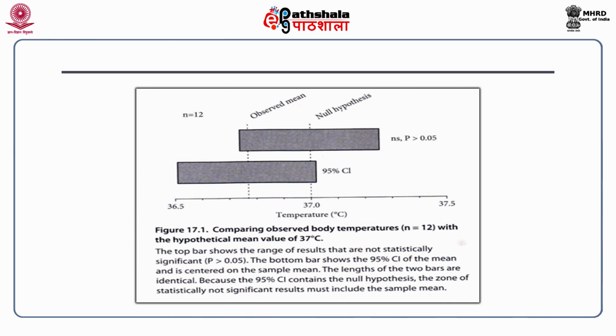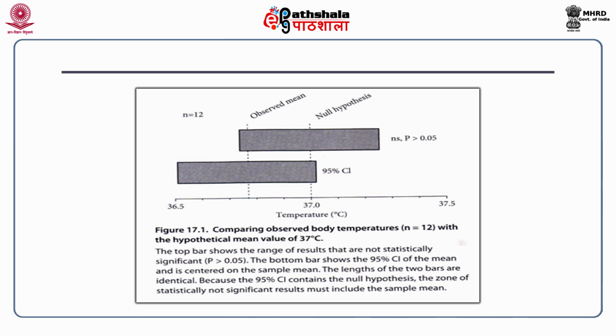Now consider this particular problem here. Here it is comparing the observed body temperature, n is 12, with a hypothetical mean value of 37. On the lower panel you can see the mean plus or minus the 95% confidence interval, and this particular range does include my 37 degrees. So 37 degrees is my null hypothesis. So it is not significant. So the p-value must be more than 0.05. Why? Because my confidence interval is based upon 95%. So that is why the p-value has to be more than 0.05.